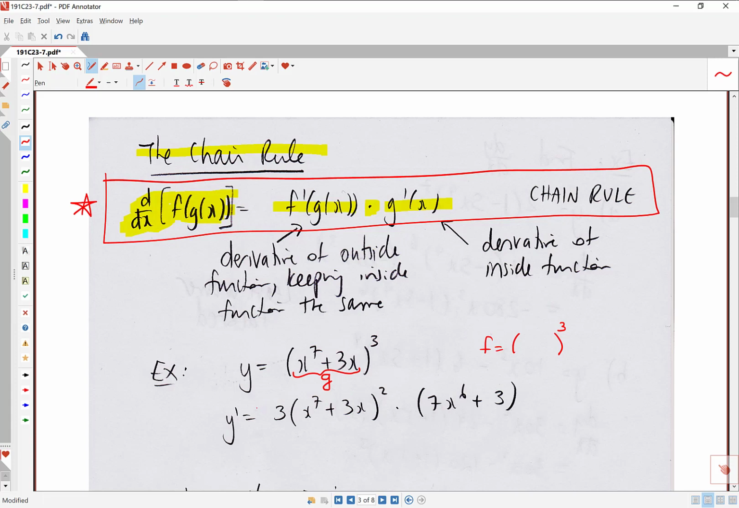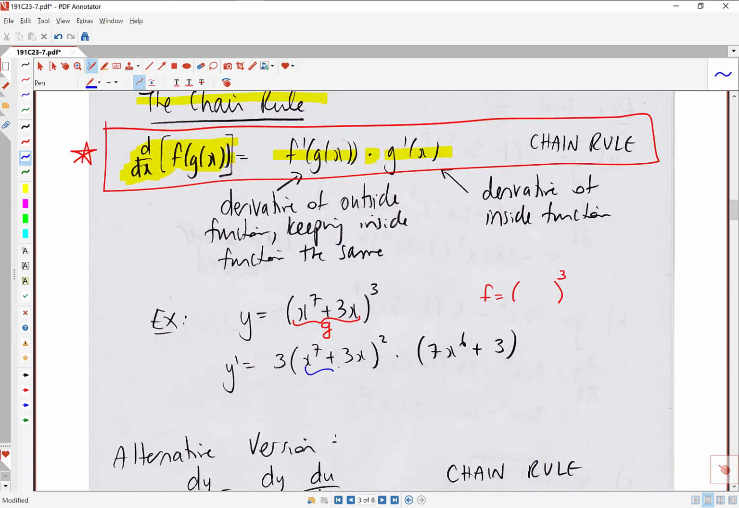Okay, so let's see if we can follow along with the chain rule. So what we're supposed to do to get our derivative y prime. So we're supposed to keep our inside function the same. We're keeping that x to the 7 plus 3x on there. And we're taking the derivative of the outside function, which is the function that cubes things. So essentially that means just deal with this power 3 here. Let's deal with that in the usual way.